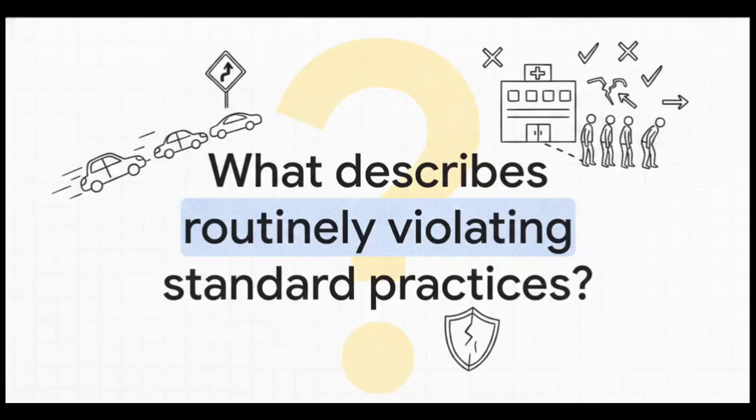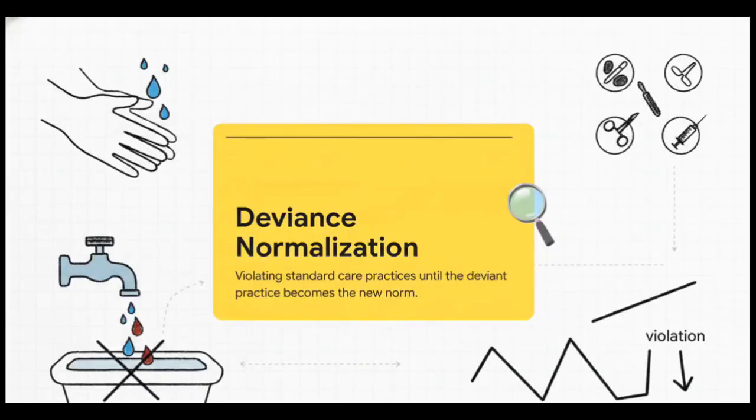Let's test this with a scenario. Imagine you're driving to work and you notice everyone on the road is routinely speeding. If we translate that to a hospital setting, where personnel repetitively and progressively violate standard practices until it basically becomes the new normal, what do we call that? It's called normalization of deviance. This is highly testable. A classic clinical example is when providers routinely skip proper hand hygiene before seeing patients. It's a dangerous shortcut that just sort of morphs into an accepted standard.